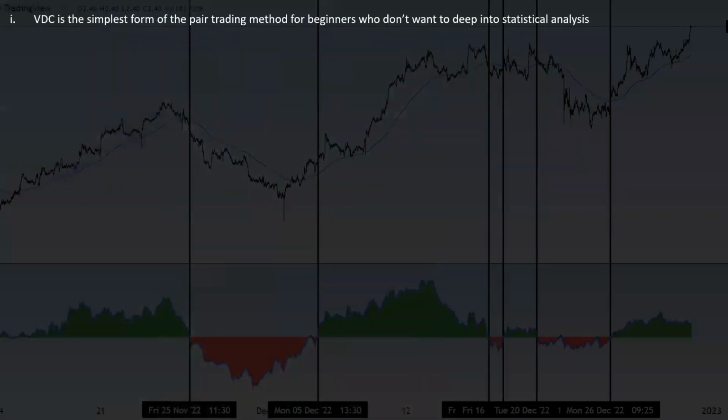So VDC is volatility divergence and convergence. Divergence meaning कि पेयर आपस में diverge कर रहे हैं, convergence meaning पेयर आपस में converge कर रहे हैं, right? So VDC stands for that. It's the simplest form of pair trading method for beginners who don't want to do deep statistical analysis. जो जैसे मैंने वो गूगल शीट में अभी दिखा रहा था, जो उतना डीप नहीं चाहते वो लोग can have this. VDC stands for volatility neutralize, divergence, and convergence.